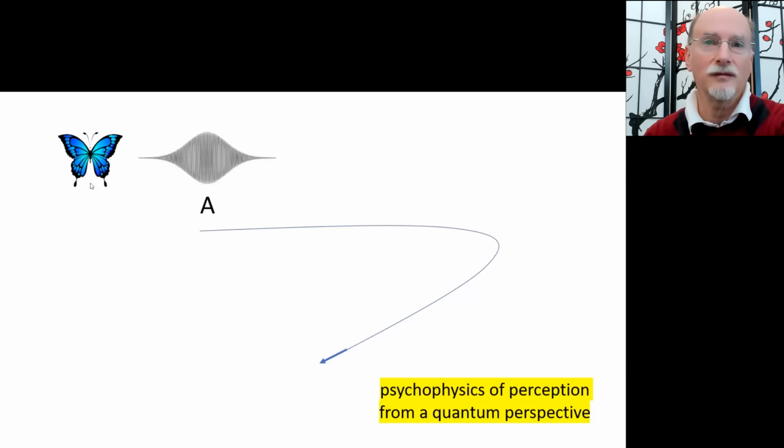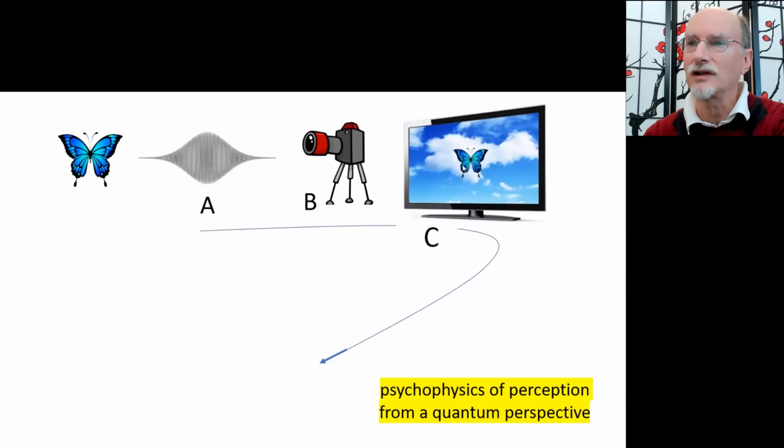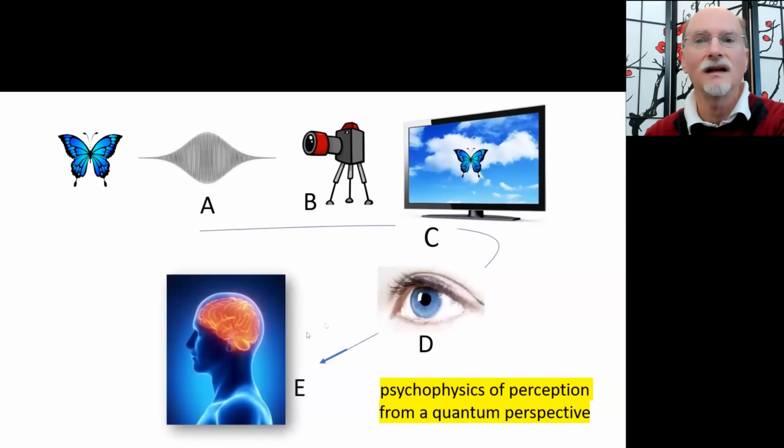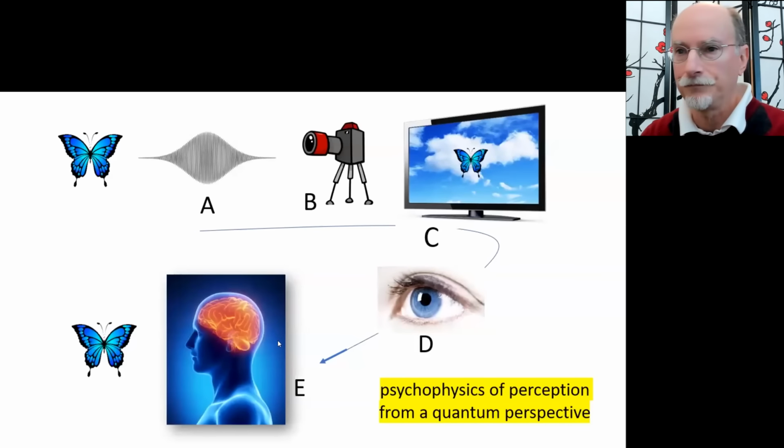Well, a light photon bounces off a butterfly, and this can be described in quantum mechanics either as a wave function or as a matrix of numbers. Well, what then happens? The photon that bounced off the butterfly goes into a camera, goes onto a screen. We look at the screen. Our brain is processing the information, and then something magically happens, and we see a butterfly.